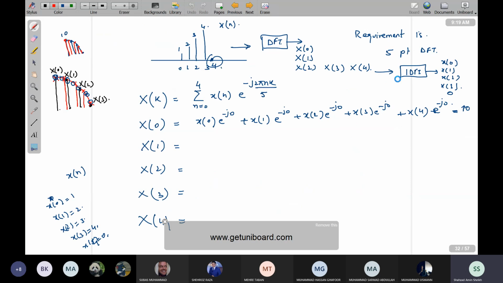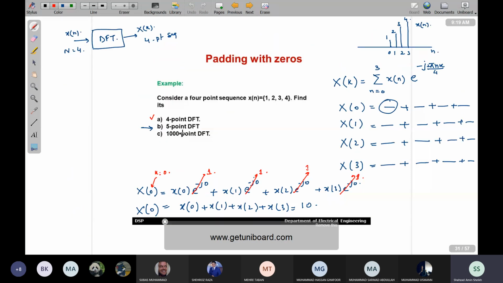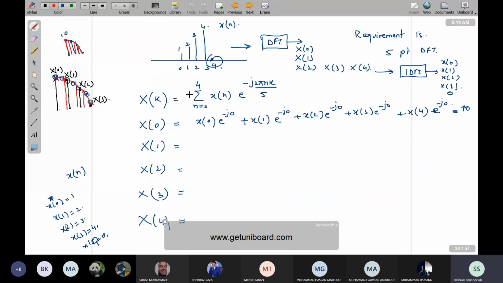Now, the second part of this example says that we have to find out the 5-point DFT. Now the 5-point DFT, now we are going towards padding of zeros and M-point concept. Now look at this. Suppose I am padding this sequence with 1 zero. So this is an extra 0 there. Now it's a 5-point sequence. These 5 points are going into this DFT block, and as a result of that, I'm getting 5 points, which is X of 0, X of 1, X of 2, X of 3, and X of 4.